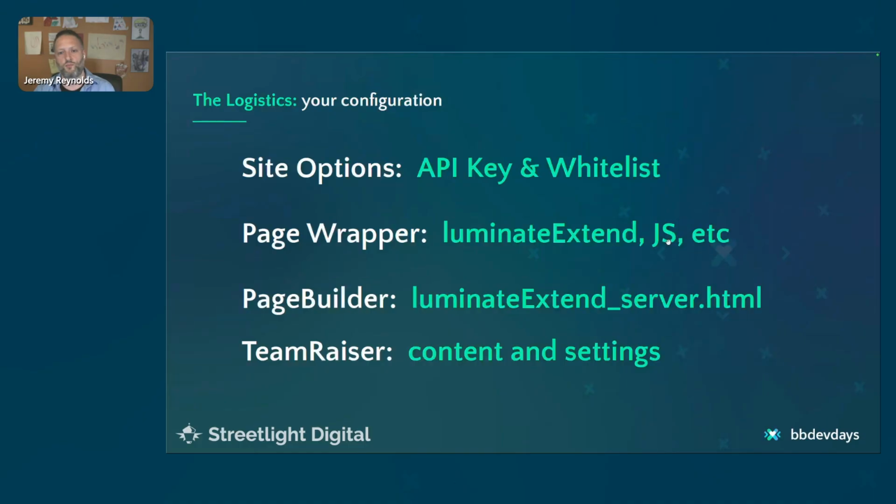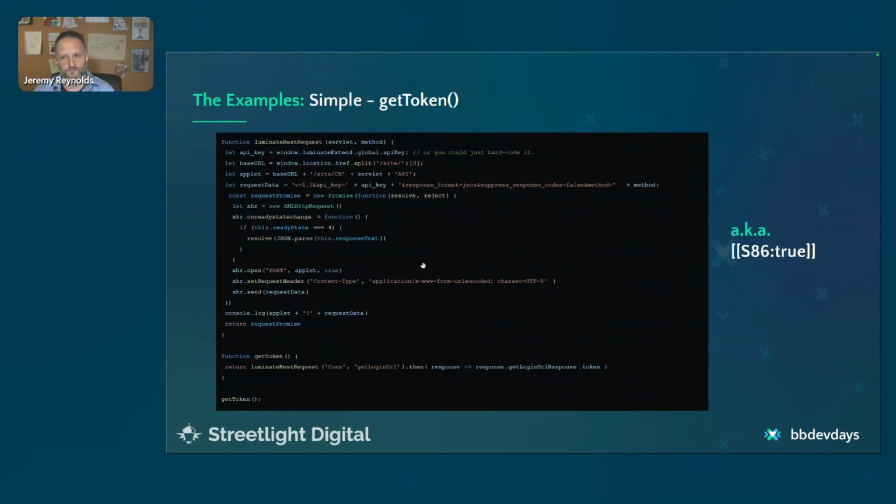The page wrapper is where you're going to put LuminateExtend and all of the code that spits out what's on the page. Like I showed, this page builder is where you're going to save the magic little security stuff. And then where you're going to have your HTML, your CSS, and your specific logic for the API calls, that may live inside TeamRaiser. Most of the time, it's probably going to be a dedicated page in your page builder or in a JavaScript file that you've written separately. But that's kind of where all these different pieces go.